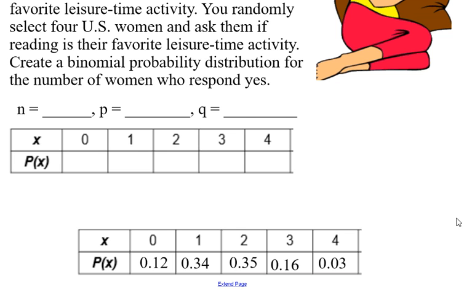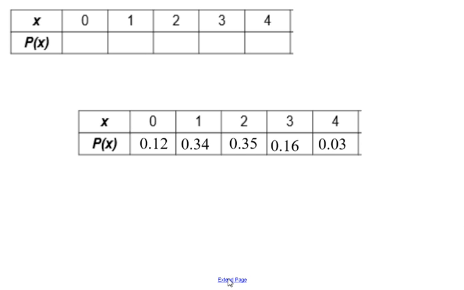Here's what you should have calculated. You should have got 12% chance of getting 0, 34% chance of getting one of them saying that reading's their favorite leisure time activity, 35% chance you're going to get 2, 16% chance you're going to get 3, 3% chance you're going to get all 4.